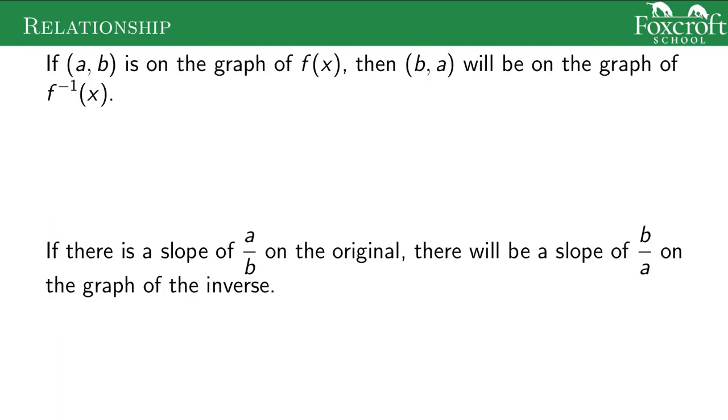All right, so first thing to remember is if (a, b) is on the graph of the original function, the inverse is going to flip it. So this x value becomes the y value, and this y value becomes that x value on the graph of our, sorry, not derivative, our inverse function. So if we have a point on our function, the opposite point is on the inverse. And then since everything's getting flipped, if we have a slope of a over b on the original, when it gets flipped, the slope is going to be b over a on the inverse.